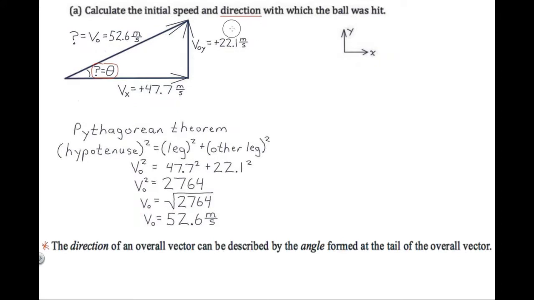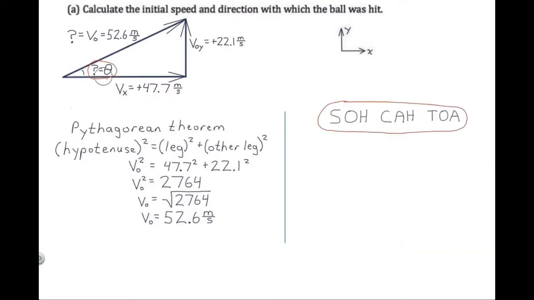Now, how do we determine the direction of the overall velocity vector? The direction of the overall velocity vector can be described by the angle, which is formed at the tail of the overall vector. We've labeled that angle with the symbol theta. To find theta, we'll need to use one of the SOHCAHTOA equations.